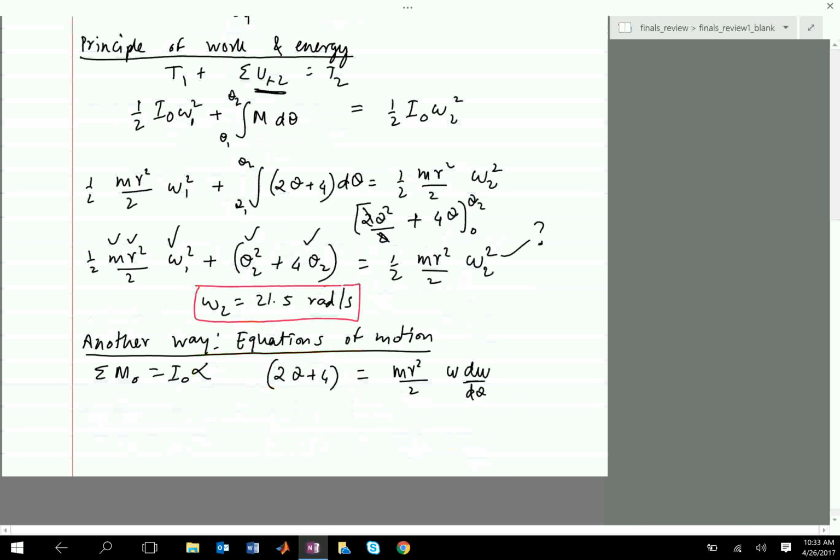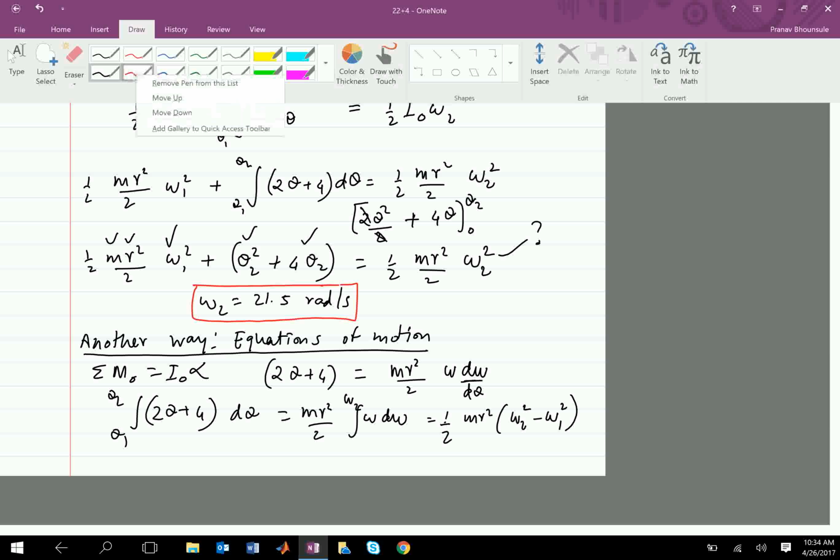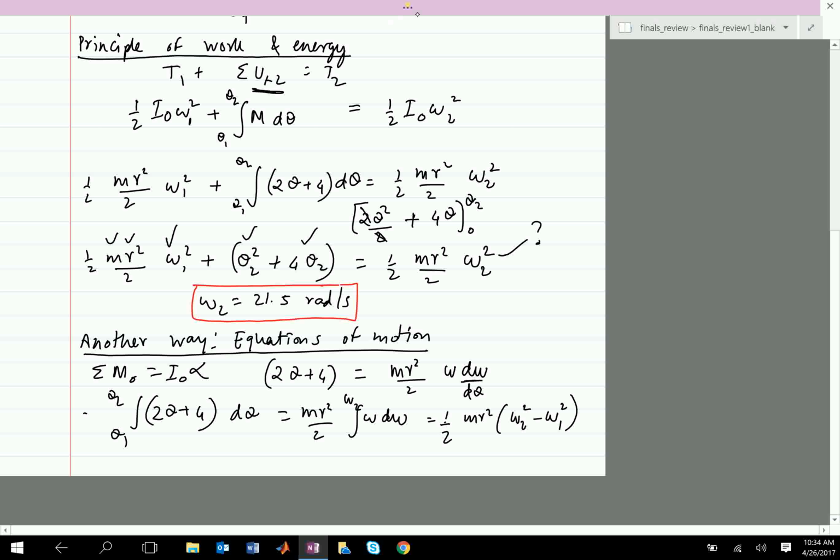Okay, so the integral of 2 theta plus 4 d theta from theta 1 to theta 2 equals mr squared divided by 2 times the integral of omega d omega from omega 1 to omega 2. So this is half mr squared times omega 2 squared minus omega 1 squared. And if you see, this is the same as the expression here. It's identical except that things have been moved around. So you basically start getting the same thing here and get the same answer.